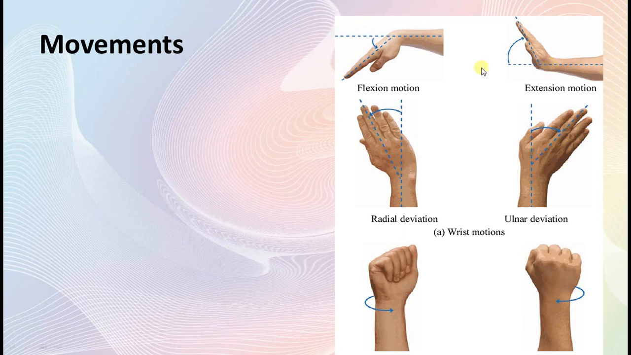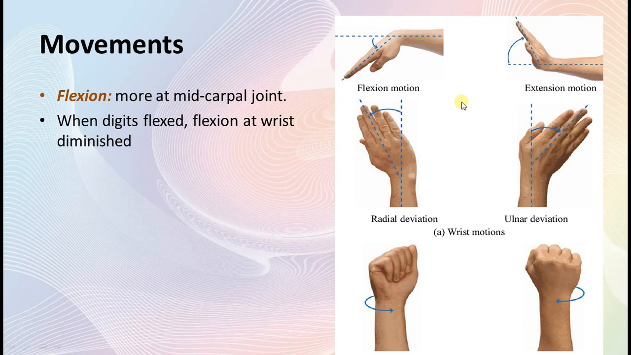That is one thing. Second thing is, so more at midcarpal joint. Second thing is, when your digits are flexed, then the range of flexion is also diminished. Okay, when you flex your digits and then you try to flex the wrist, you will not be able to flex the wrist very efficiently, rather than when you extend all your digits and try to flex, it is performed.